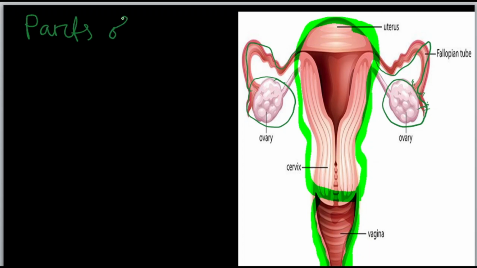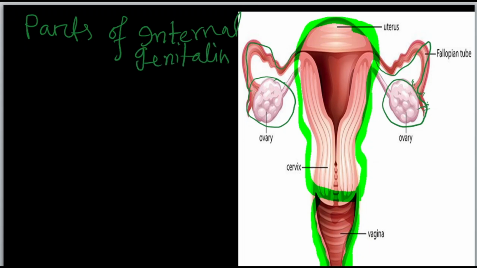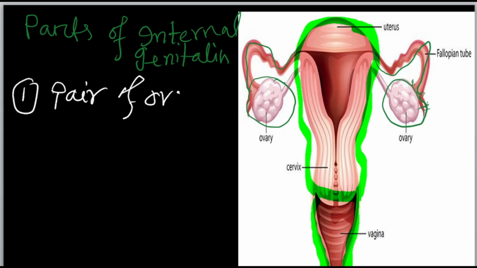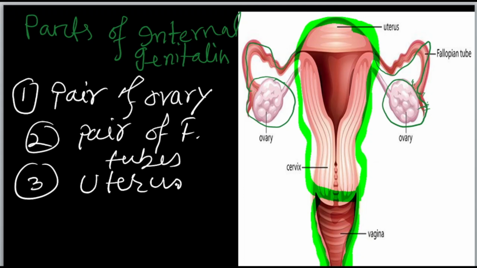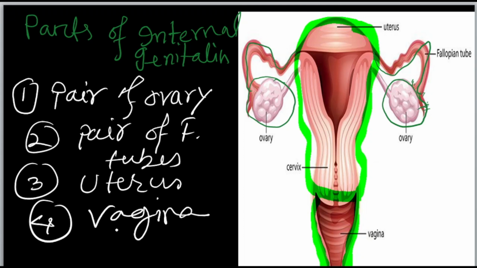Parts of internal genitalia. One, a pair of ovary. Two, a pair of fallopian tube. Third is uterus. Fourth one is vagina. These are the parts of the female internal genital organ.